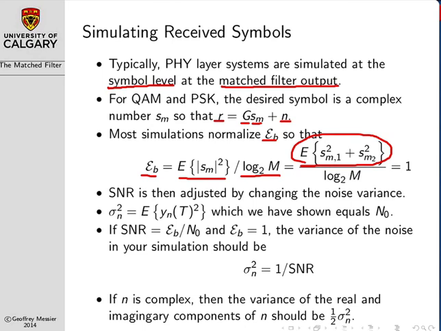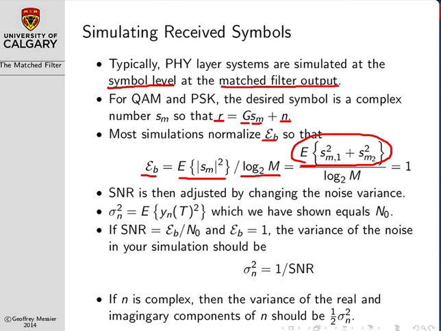And so the variance of the noise, sigma squared n, is equal to the average of the square of the noise component, y_n(t) squared, which we have shown is equal to N_0. Now, if our signal to noise ratio is equal to E_b over N_0, and we've set E_b equal to 1, then the variance of the noise in your simulation, sigma n squared, is basically just equal to 1 over your desired signal to noise ratio value. And so that's how you adjust the variance.